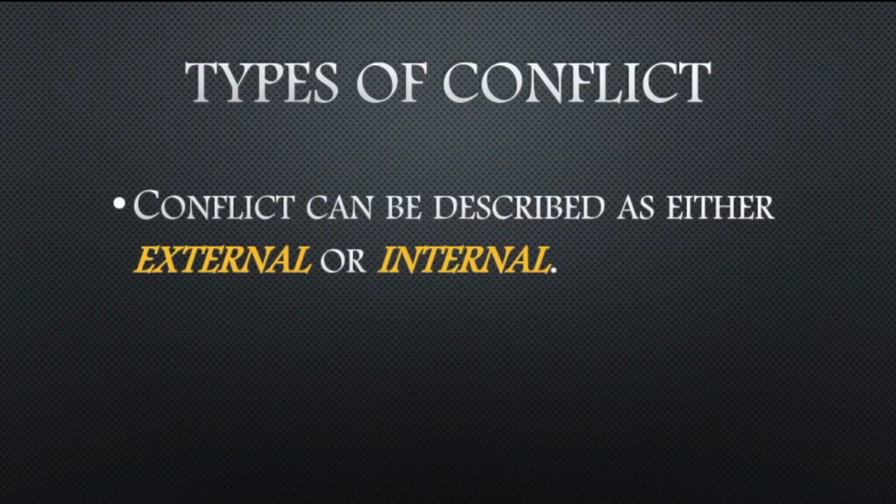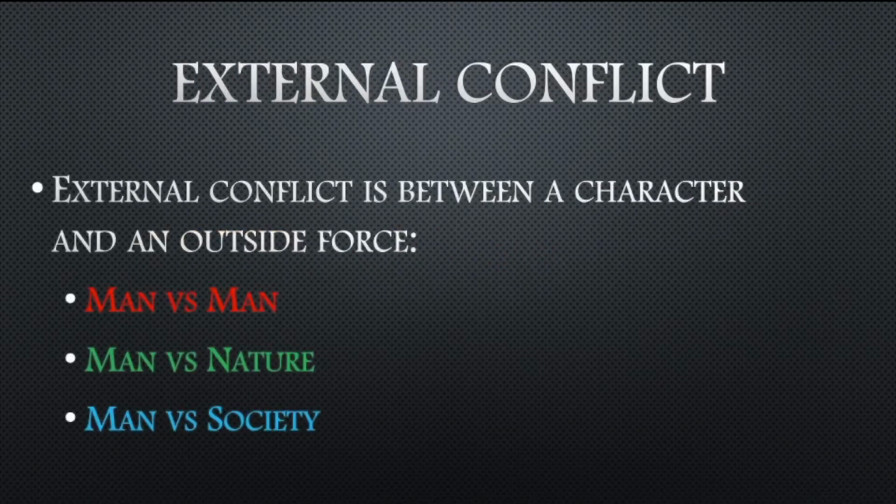There are two main types of conflict. They are external and internal. External meaning outside, internal meaning inside. And we'll talk a little bit more about what exactly that means. Let's start with external conflict. External conflict is between a character and an outside force. The three main types of external conflict that we see are man versus man, man versus nature, and man versus society.